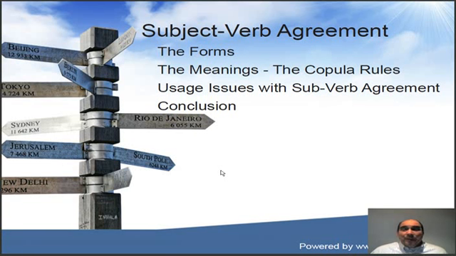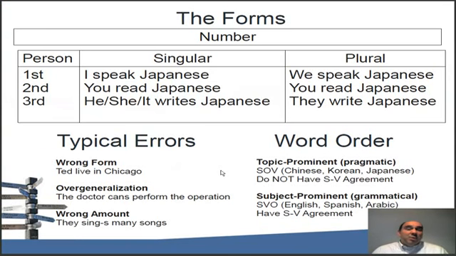And here we are, subject-verb agreement. Let's look at some of the forms, the meanings, and then some of the issues related to subject-verb agreement. You probably remember subject-verb agreement from grammar school, when they were trying to teach you the third-person singular S, or the plural noun S, and the difference between the two. But you're going to run into this very much so when you're dealing with young learners of a second language. For example, they may give you the wrong form: "Ted live in Chicago" instead of "Ted lives in Chicago."